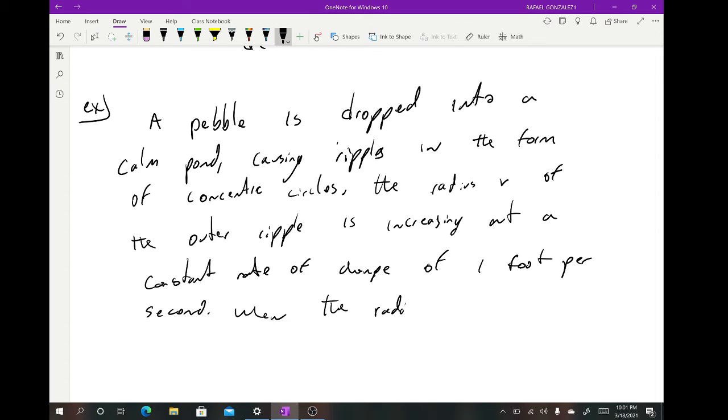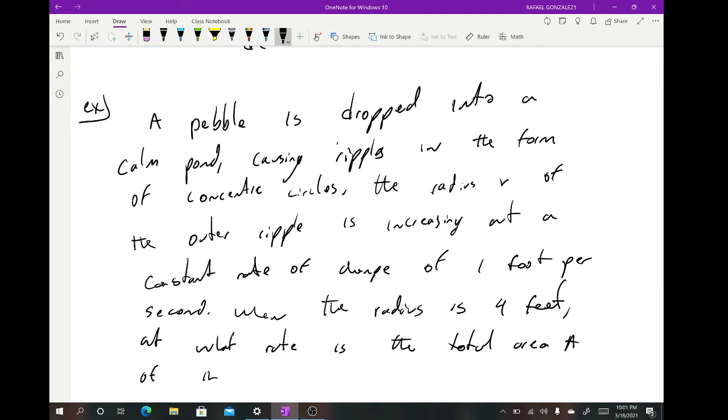So when the radius is 4 feet, at what rate is the total area A of the disturbed water changing?